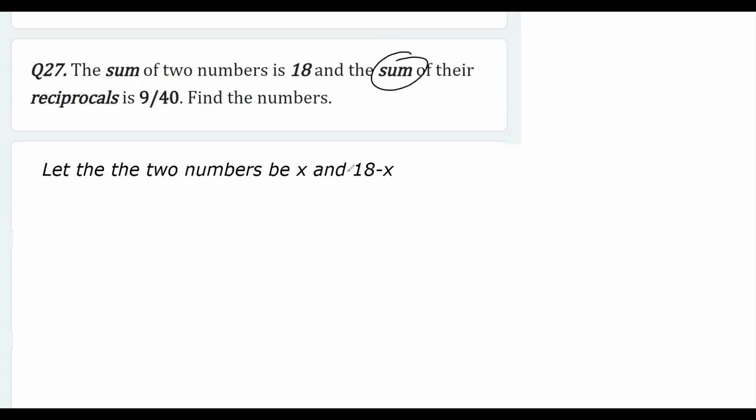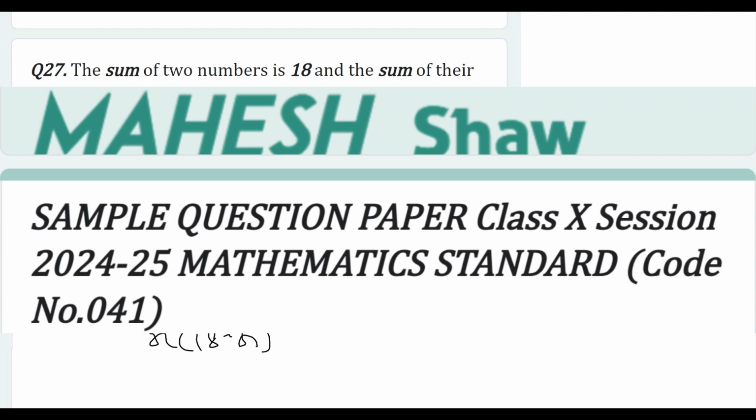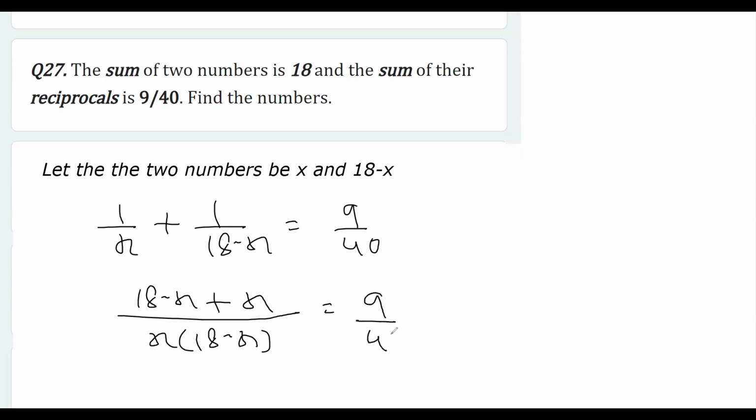Further, we are given the sum of their reciprocals. That means if one is x, the reciprocal of x is 1 over x. So 1 over x plus the reciprocal of the other, which is 1 over 18 minus x, should give you 9 over 40. Now, if I take the LCM, it's going to be the product of these two, x multiplied by 18 minus x. So 1 multiplied by 18 minus x is this, and 1 multiplied by x is this, which is equal to 9 over 40.